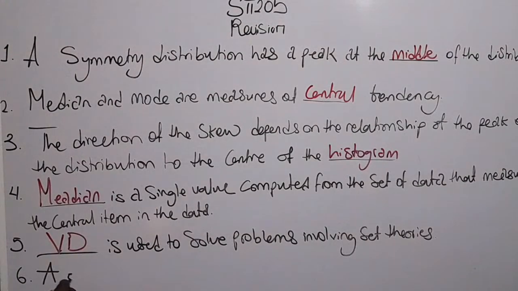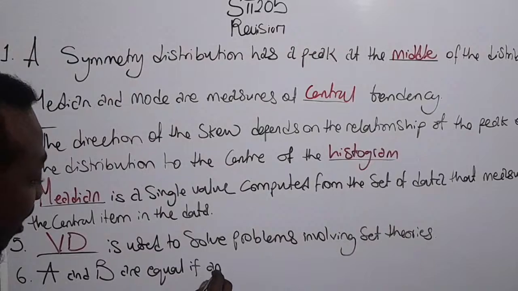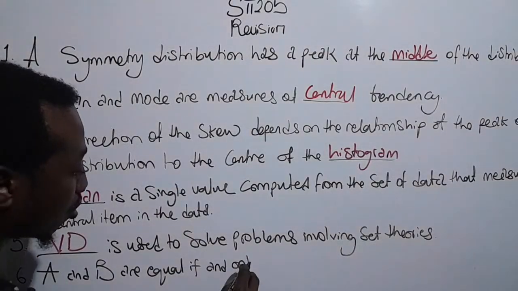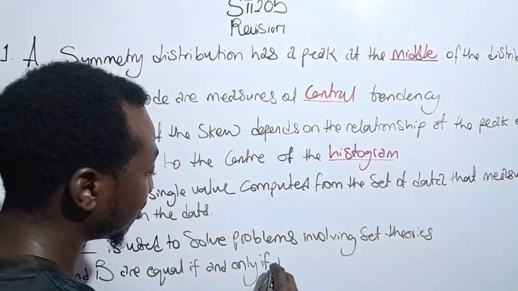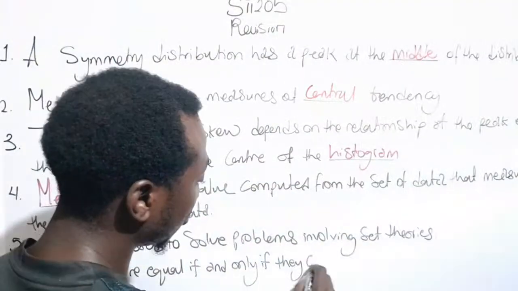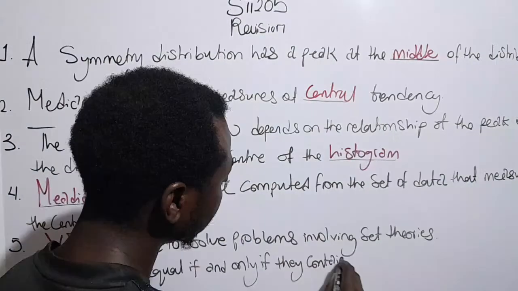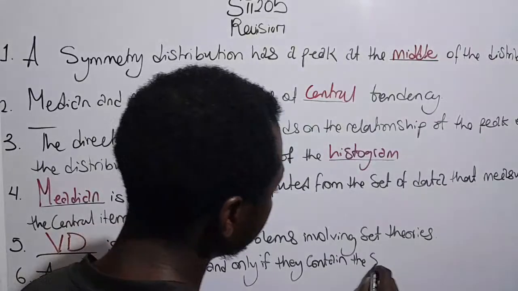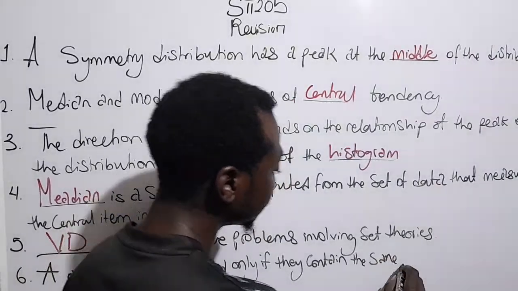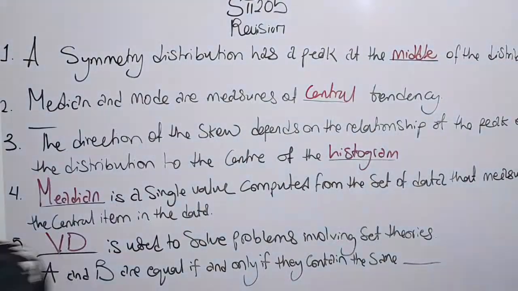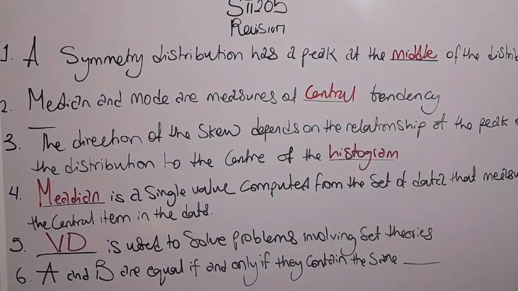A and B are equal if and only if they contain the same dash. Only if and only if they contain the same dash.